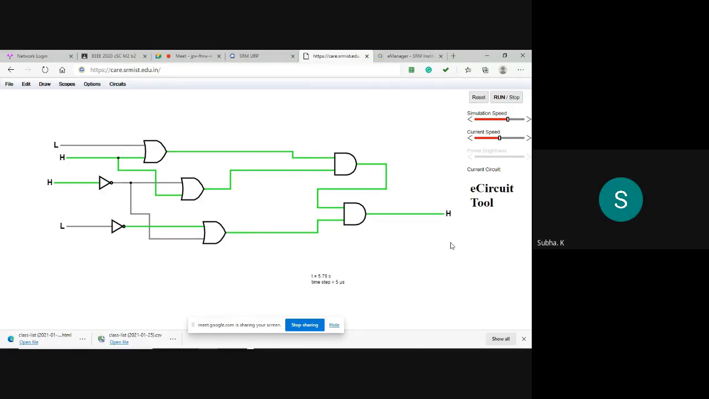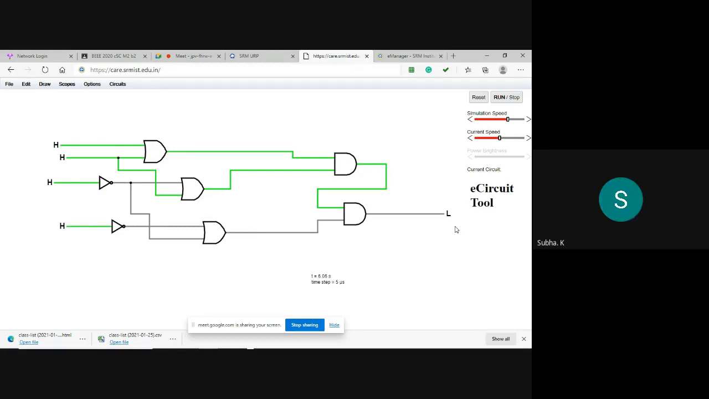For the next ones, you are to tell me the answer. I am not going to check only up to this. Last combination, that is 1, 1, 1, 1. High, high everywhere. So the output should be what? Low. 1, 1, 1, 1, low. Okay. So this is how you have to finish this experiment.